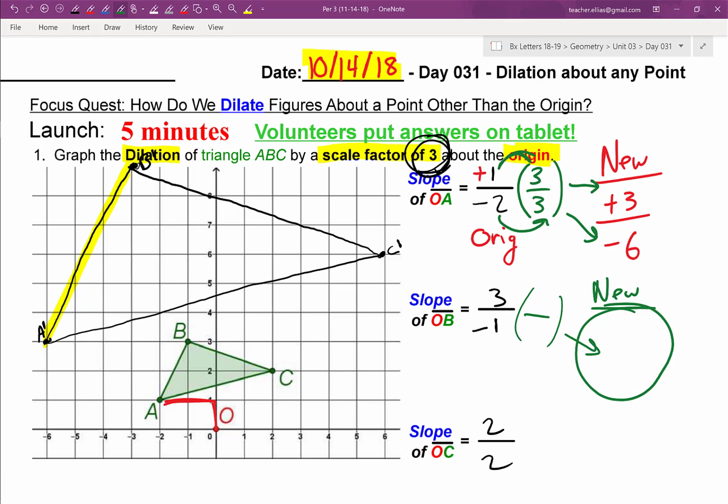From here, you're going to go up 3, 1, 2, 3, and then you're going to run negative 6. 1, 2, 3, 4, 5.